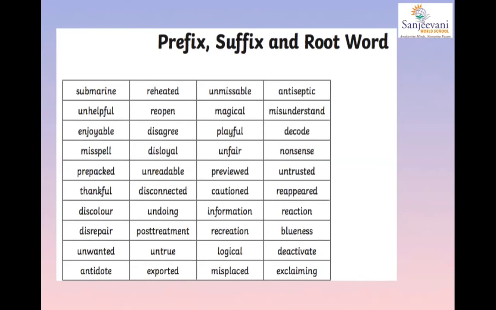Now let's come to the next word, that is misspell. So spell is your root word. What you add before the root word is your prefix. Understood, children? So that's how you just have to continue. That's how you just keep continuing.